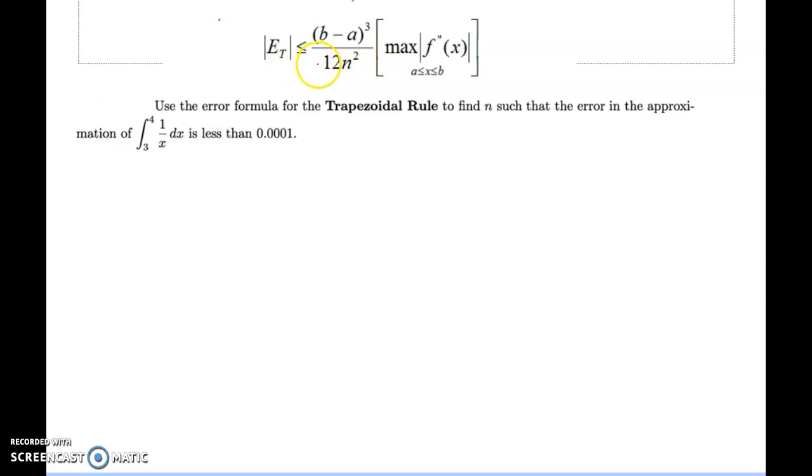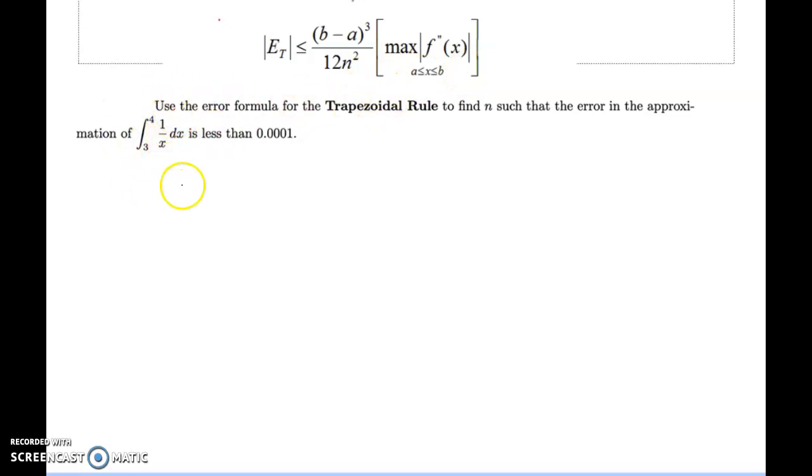Modulus of ET is less than or equal to (b minus a) the whole cube divided by 12n squared, times the maximum of modulus of f double dash of x, where a is less than or equal to x is less than or equal to b, where ET represents the trapezoidal rule error.